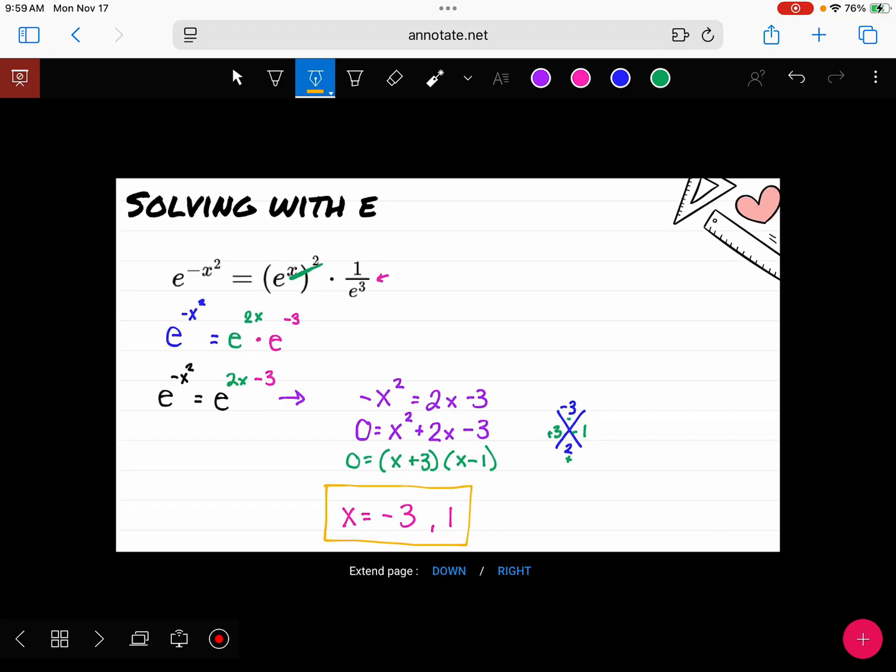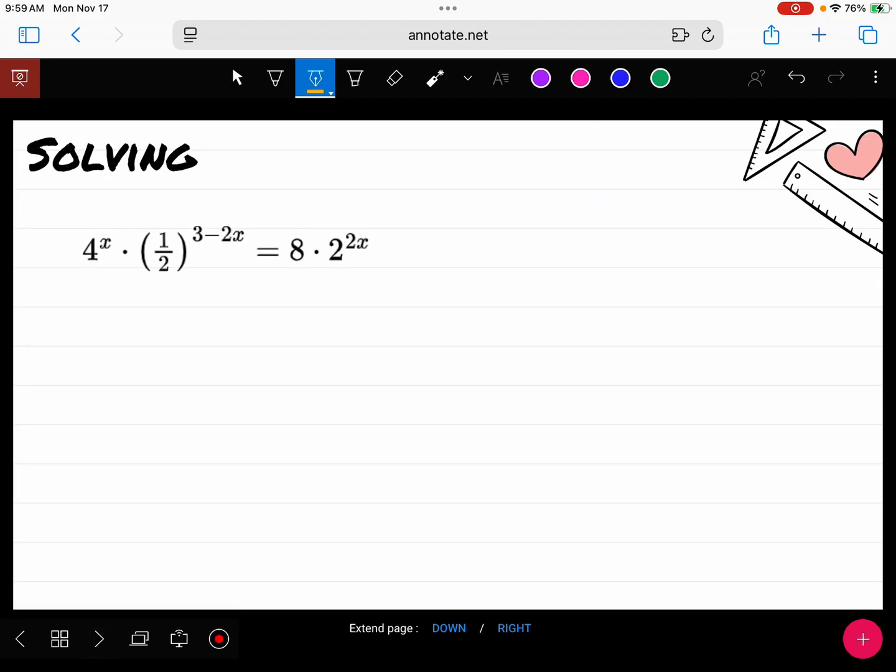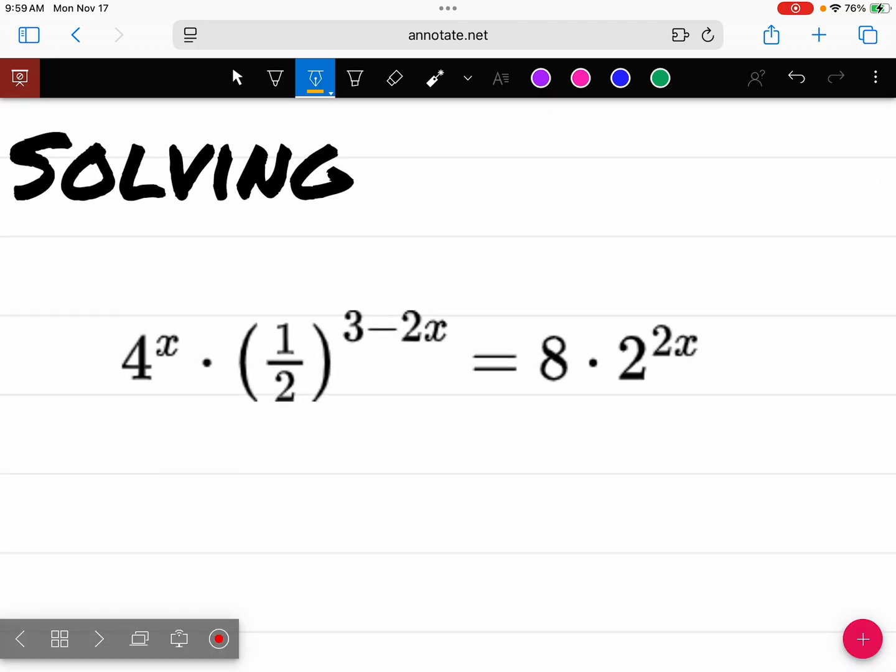One more like this. Because sometimes we get really icky looking ones. Like 4 to the x times 1/2 to the 3 minus 2x equals 8 times 2 to the 2x.